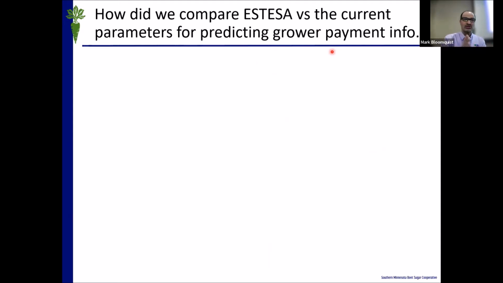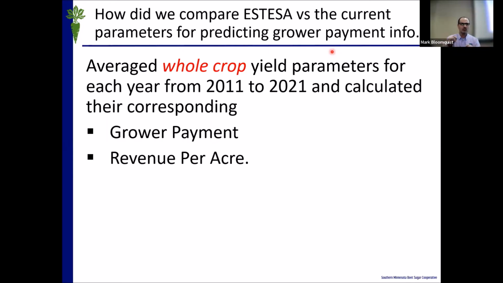How did we compare ESTESA versus the current parameters for predicting grower payment? Remember, Ian gave me those 11,700 fields on a field-by-field basis. But that's difficult to look at because it gets noisy. So I'm going to break that down and prove it to you with a little bit less noise. What I did is I averaged the whole crop yield parameters for each year from 2011 to 2021. That's 11 years, so each one of the graphs that follow is going to have 11 dots on it.